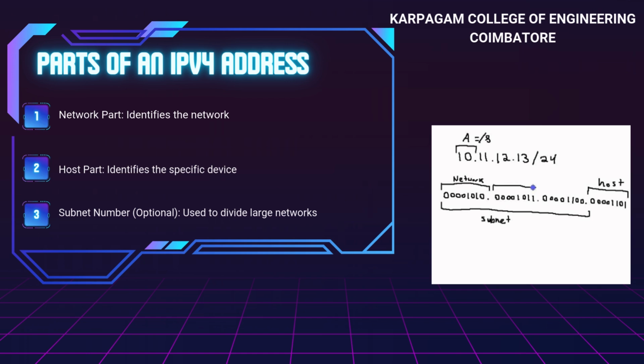For example, take an IP address like 192.168.1.10. Here, 192.168.1 is the network part. The last number, 10, is the host part, which represents a specific device. This structure allows efficient routing of data across networks.